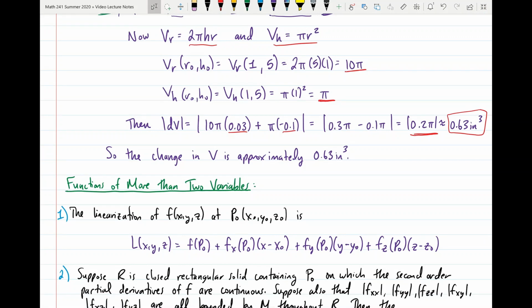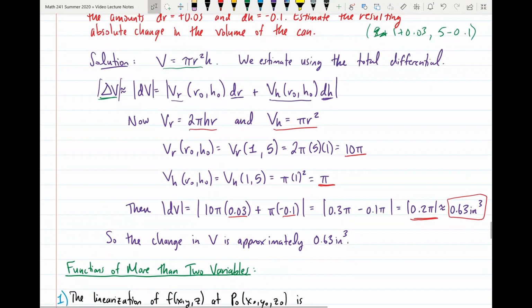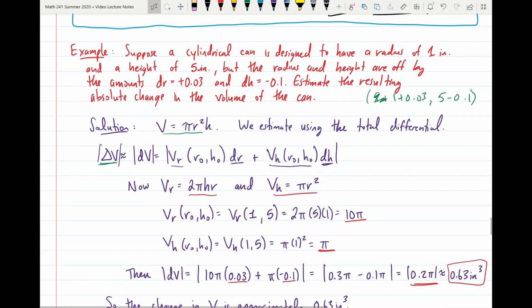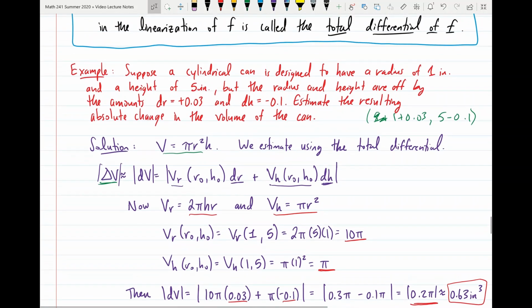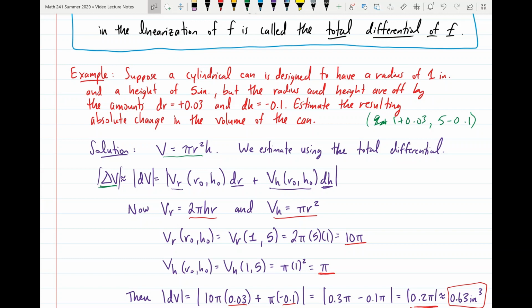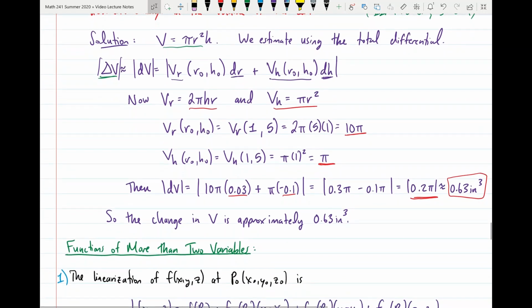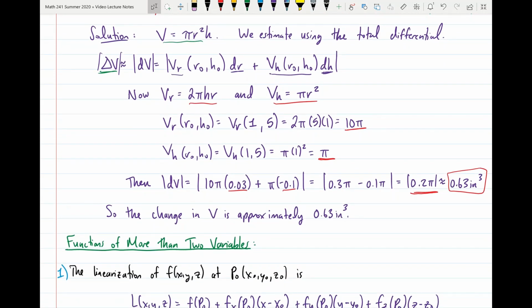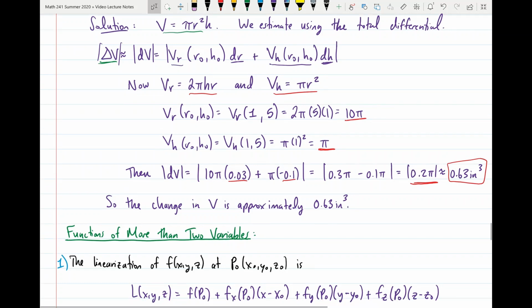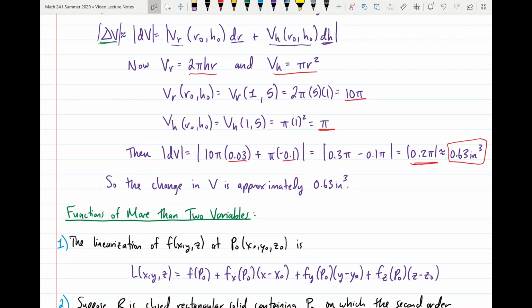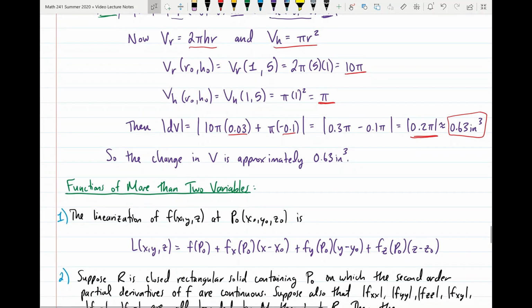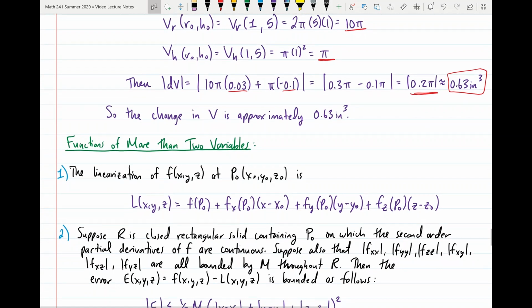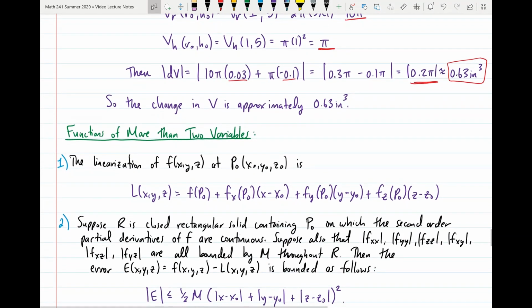So the change in the volume from the ideal cylinder, the cylindrical can that was set out to be made with a radius of 1 inch and height of 5 inches, to the can that was actually produced with a little bit of error, is approximately 0.63 inches cubed, where we've just used the differential to find that approximation.